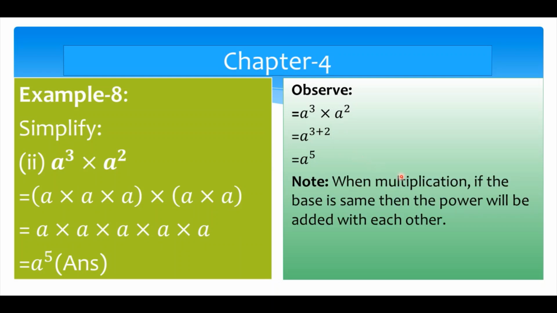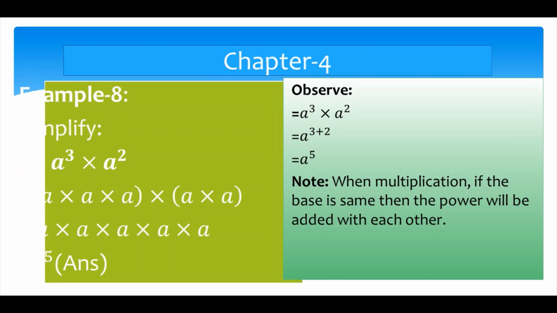Note: when multiplying, if the base is the same, then the powers will be added to each other. In here the base is the same, you can see A and A are the same base, and the powers will be added to each other, and you can see the powers are added.